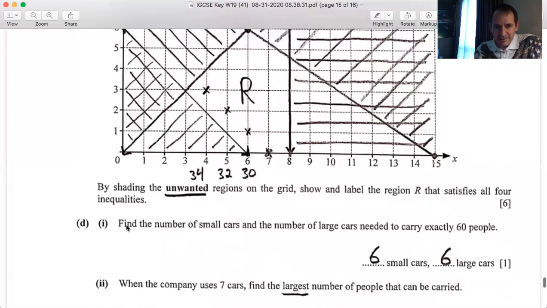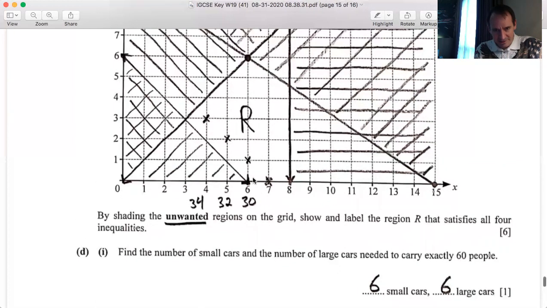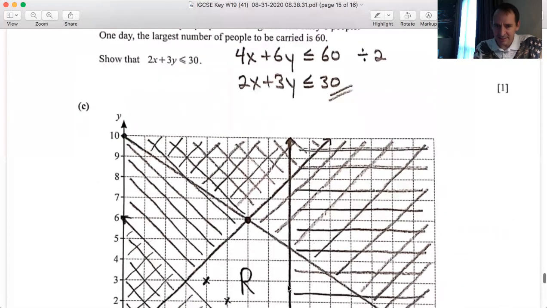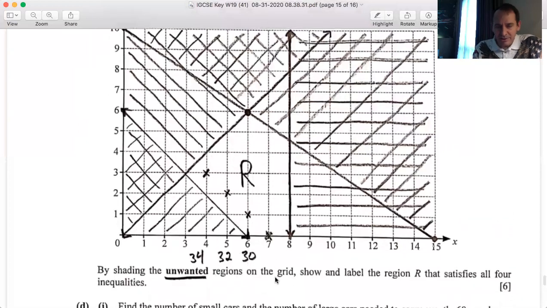And it says find the number of small cars and the number of large cars needed to carry exactly 60 people. Okay, now if you're looking for an answer out of the feasibility region, it is going to be your integer values that are within the region. And since 60 is a maximum, because it says the largest number to be carried is 60, your maximum is usually going to come from the highest point.